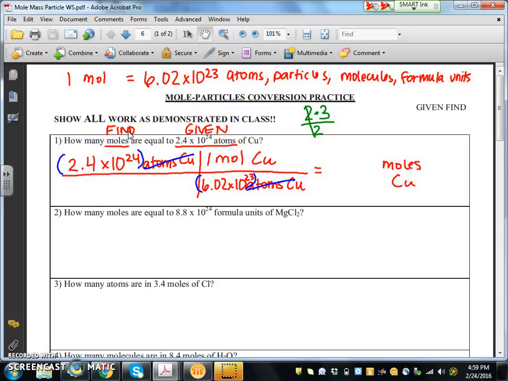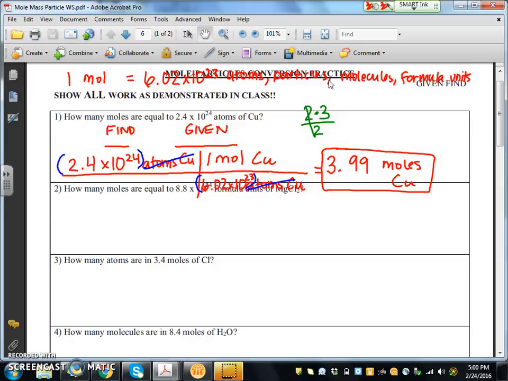So if I put 2.4 times 10 to the 24th divided by 6.02 times 10 to the 23, and the reason why we divide is because this number is on the bottom of my T-chart. So I divide them and I will get 3.99 moles of copper. And if we scroll down, let's work through problem number 3.